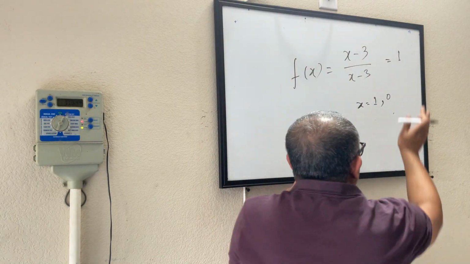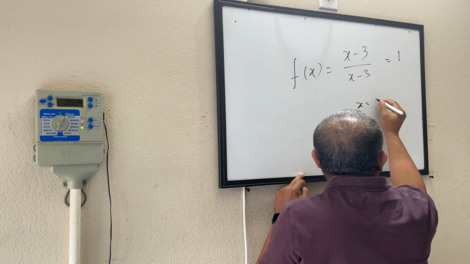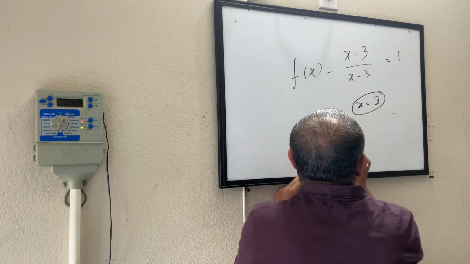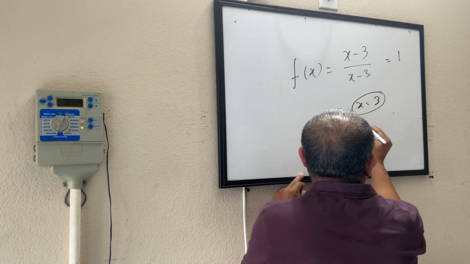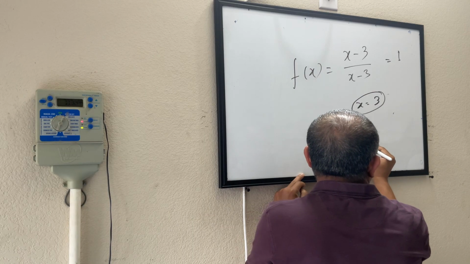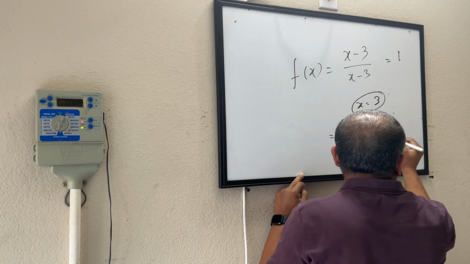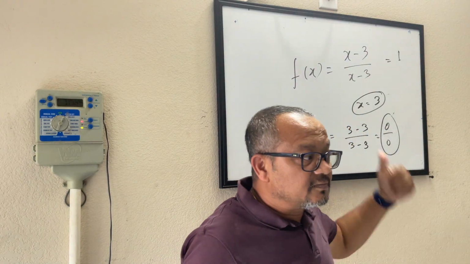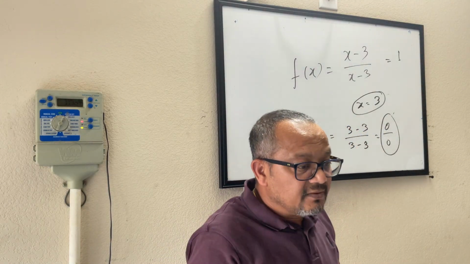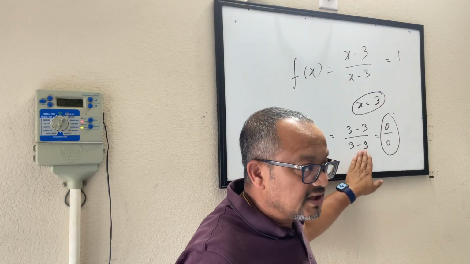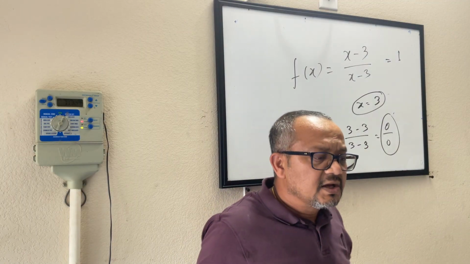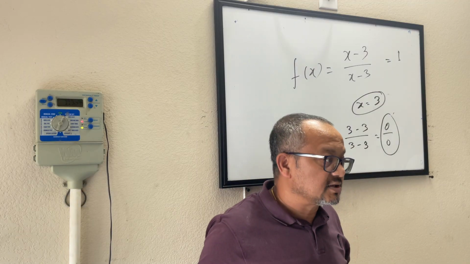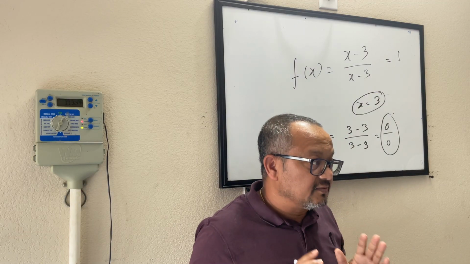No problem. But the problem happens as soon as you put x equal to 3, it becomes 3 minus 3 over 3 minus 3. 0 over 0. A unique situation of being undefined. So this function becomes undefined for a situation like this. Likewise, many functions that we will deal with, you will see that at certain points, it is undefined.